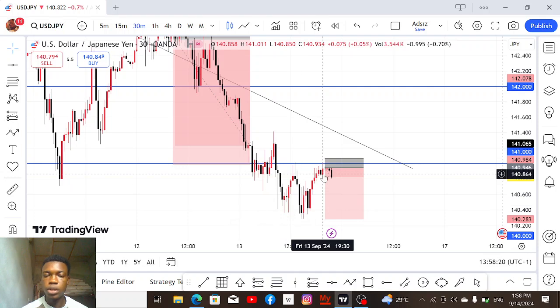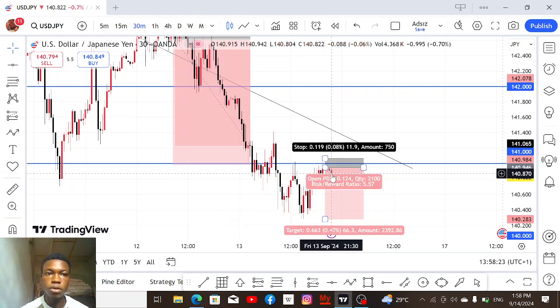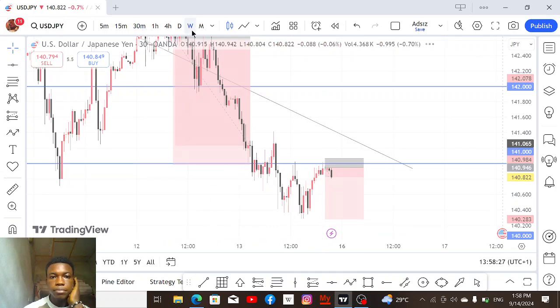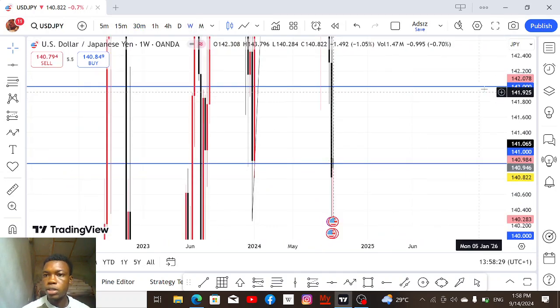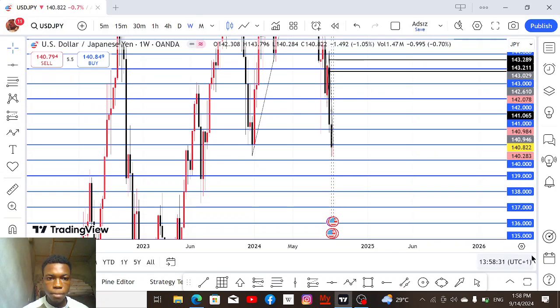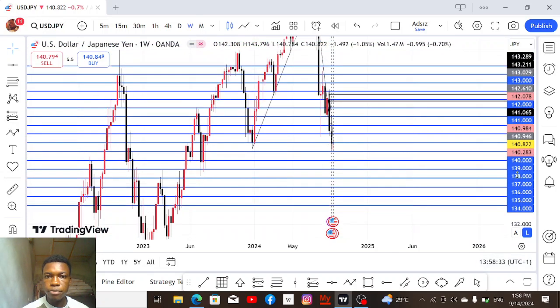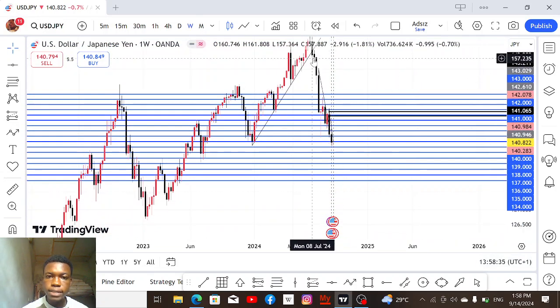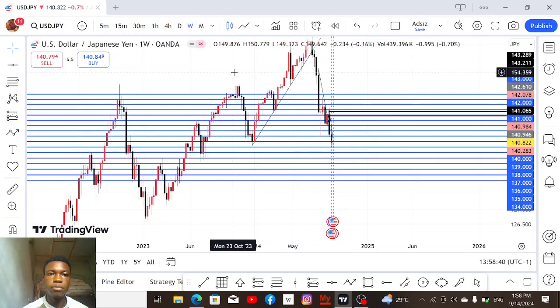So this week I'm also looking for a sell order. Why I'm looking for a sell is that if we go to the weekly time frame, okay, this is the weekly time frame, you can see that we are in a massive sell, and there is no way we are looking for buying the market.